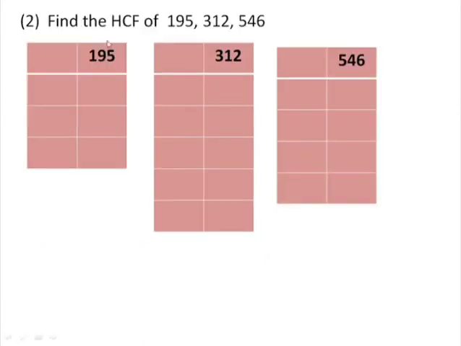Now next example, find the HCF of 195, 312 and 546. Again, we will start the prime factorization method. Here as this is an odd number, we cannot take 2 as a factor. So we will try for 3. The divisibility test for 3 is to add all the digits. 1 plus 9 is 10. 10 plus 5 is 15. 15 is divisible by 3, therefore 195 is divisible by 3.